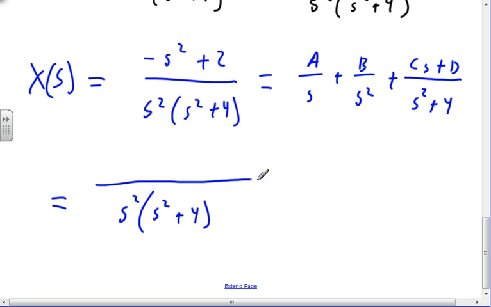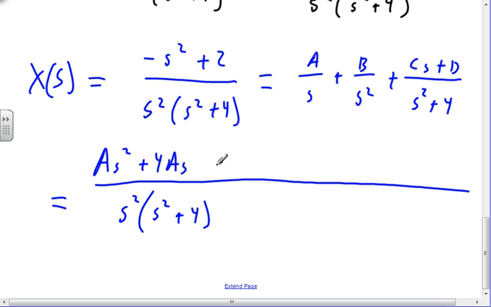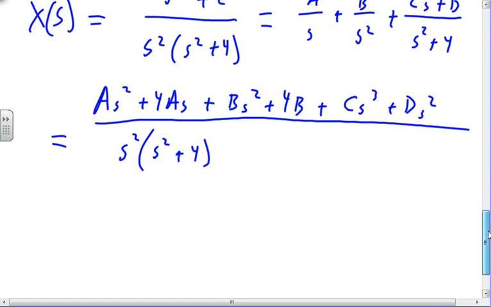Okay, if I reconstitute my denominator, my numerator looks like As cubed plus 4As plus Bs squared plus 4B plus Cs cubed plus Ds squared, which may or may not be right. I don't know. It looks pretty good.